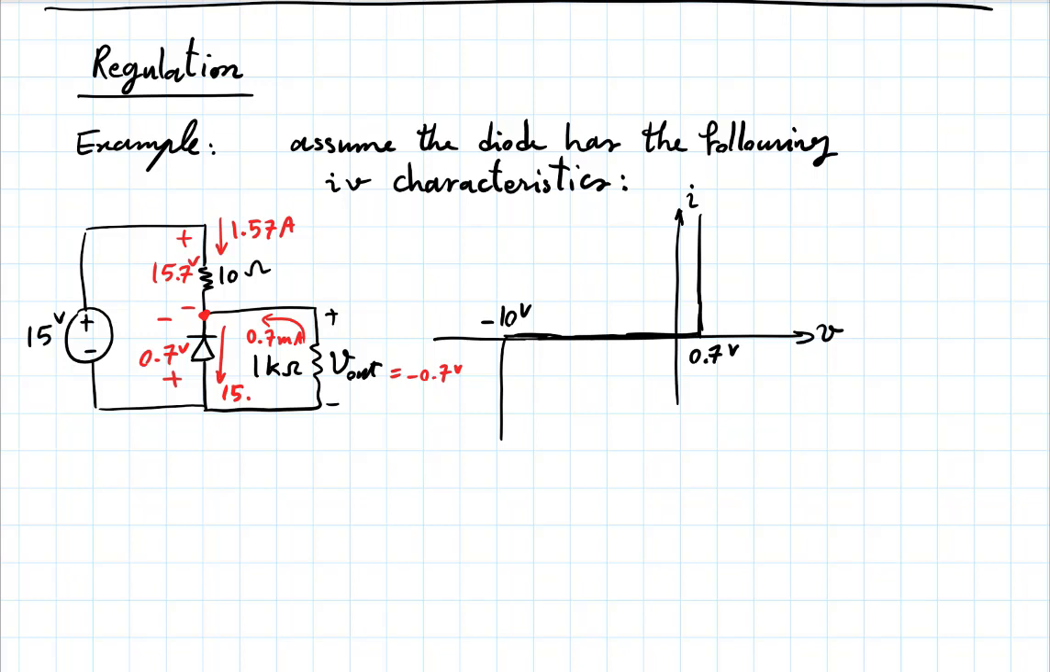Wait, so why is it a contradiction? Because the diode does not allow current in that direction. So that doesn't work. What if we assume that the diode is in the breakdown mode, minus 10 volts?